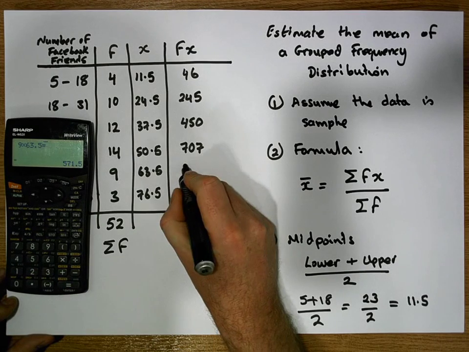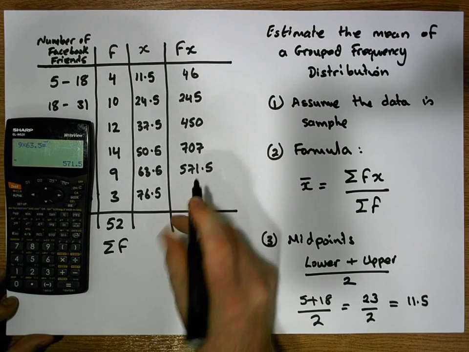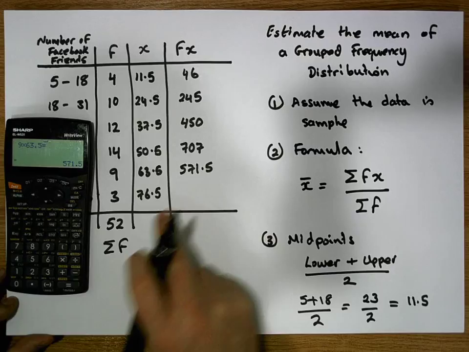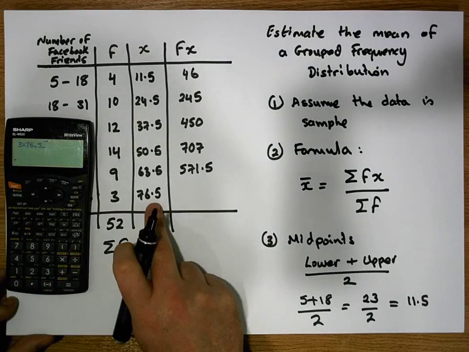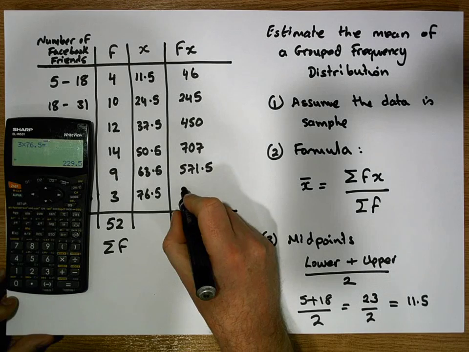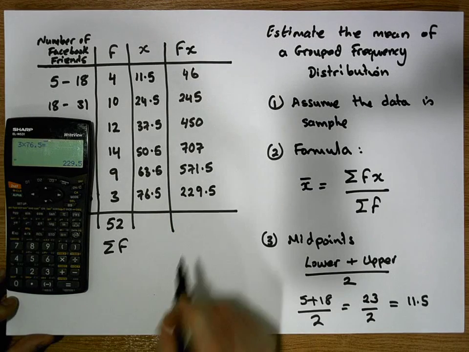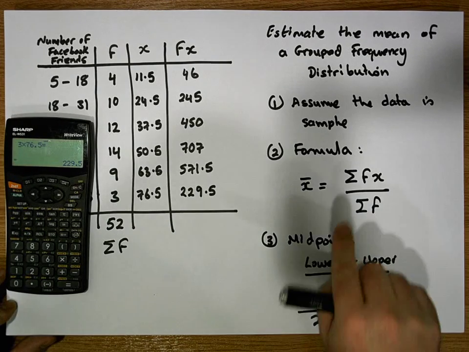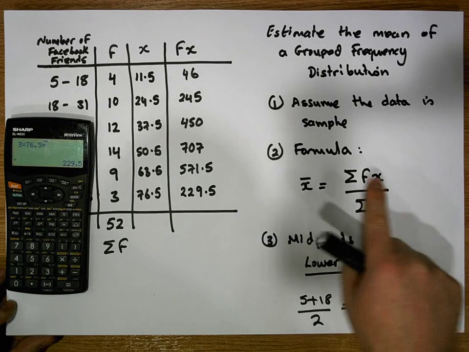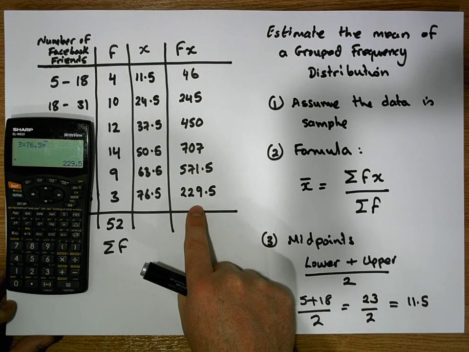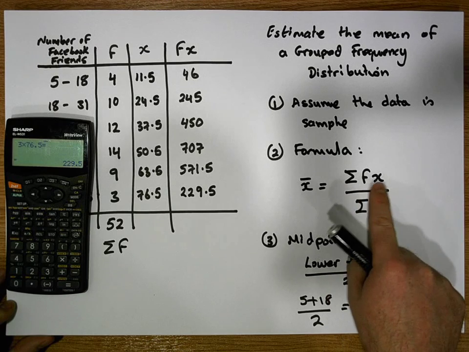That is 571.5. And the final value in the fx column is 3 times 76.5, which gives us 229.5. Okay, so to calculate the mean, we need the sum of the fx column. So we need to sum all these values together.